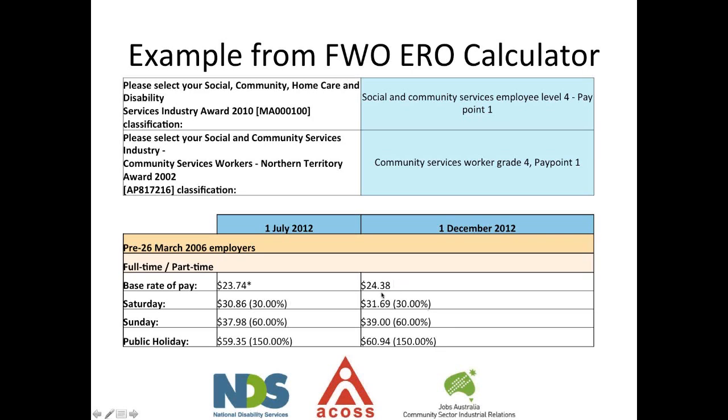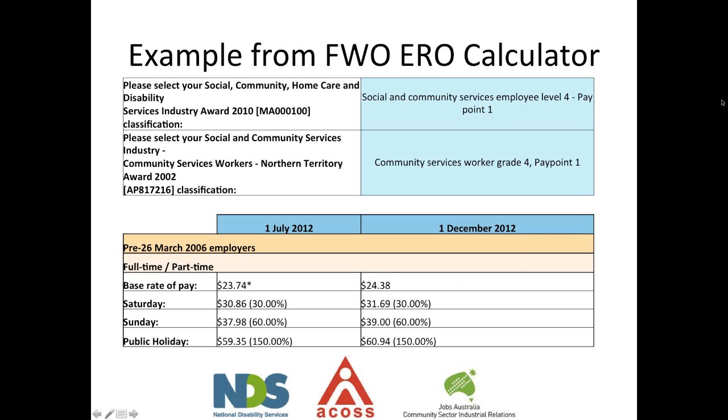for both July and December. Now, if you're trying to translate a community services worker grade 4 down to a SCHADS level 1, or alternatively, ridiculously, a grade 4 up to a SCHADS level 8, the Ombudsman's calculator tells you these do not compute.